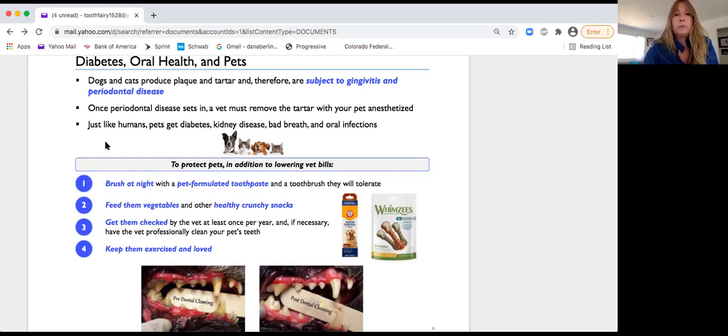So to protect the pets, in addition to lowering your vet bills, it is very advisable to brush their teeth at night with a pet formulated toothpaste and a toothbrush that they will tolerate. 2, you can feed them vegetables and other healthy crunchy snacks. Number 3, get them checked by the vet at least once per year, and if necessary, have the vet professionally clean their pet's teeth. Number 4, keep them exercised and loved.